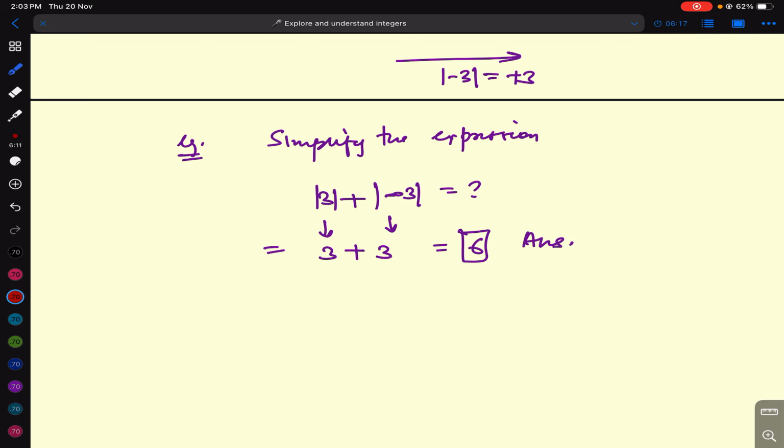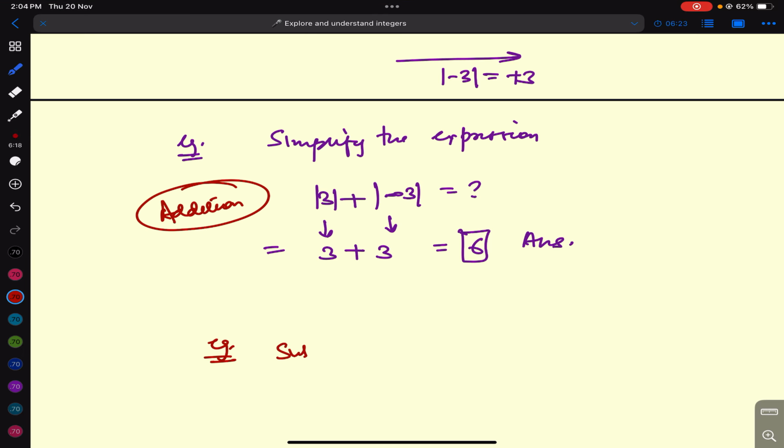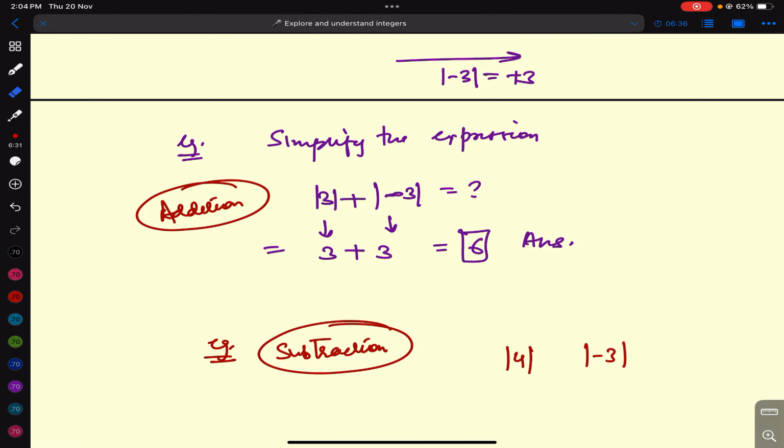We'll see one more example wherein subtraction is involved. This was your case of addition. Now next we are going to see the case of subtraction. Let's say you have absolute value of 4 plus absolute value of negative, sorry, since this is a case of subtraction, we will have to do this.